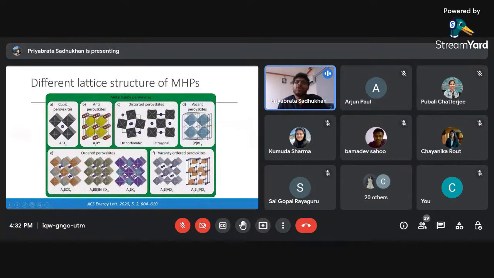Even though all of the perovskite materials possess a similar lattice structure, there is some difference. Most of the materials are cubic perovskites, some are distorted perovskites. These two are the most common among the different perovskite materials that are used today. And the other structures are not very common.